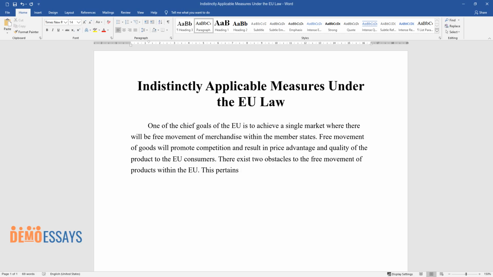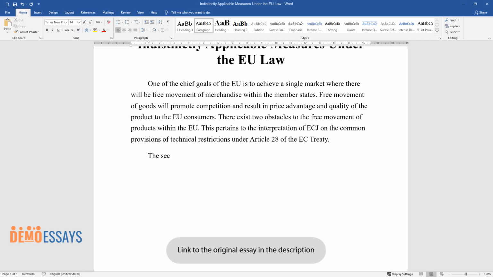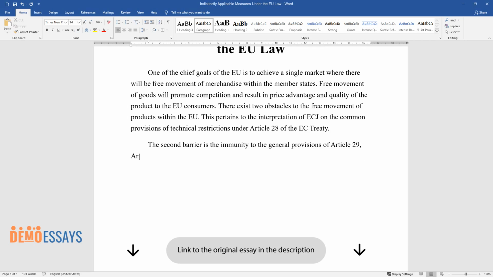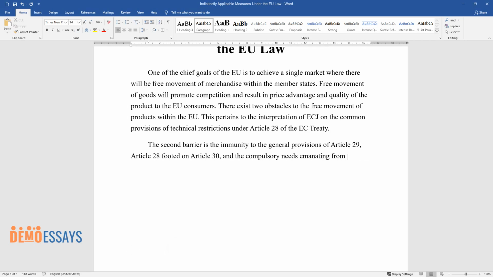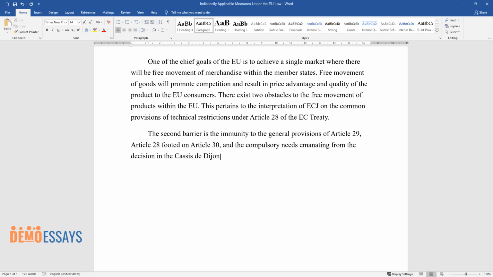This pertains to the interpretation of the ECJ on the common provisions of technical restrictions under Article 28 of the EC Treaty. The second barrier is the immunity to the general provisions of Article 29, Article 28 footed on Article 30, and the compulsory needs emanating from the decision in the Cassis de Dijon case by the ECJ.